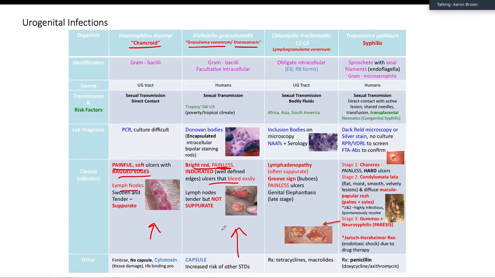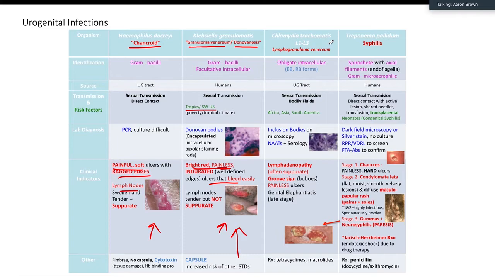And so that's how you know that it tends to be more this Klebsiella versus the Haemophilus, okay? Because they kind of look similar, right? This one is just a lot more red, a lot more beefy, and that's how they describe it. Okay. Look for a history of travel to tropics, the southwest of US, people that live in that area, or who have vacationed there and had a little bit too much fun.